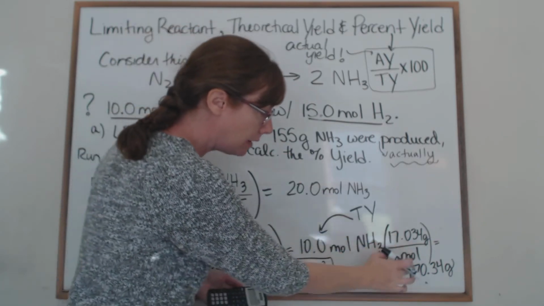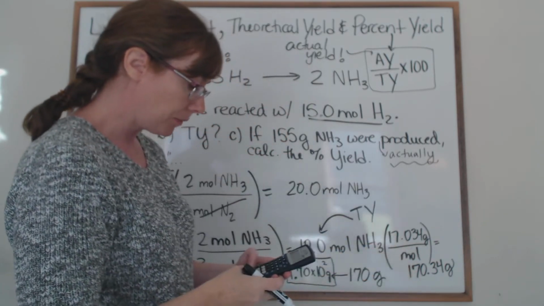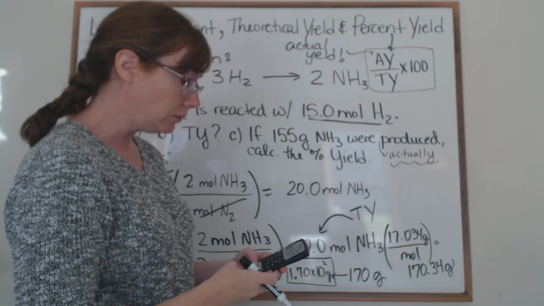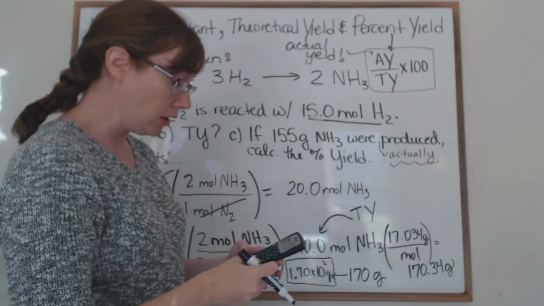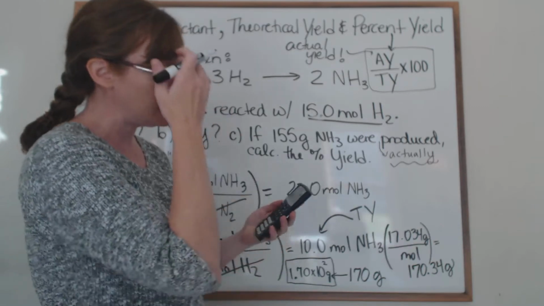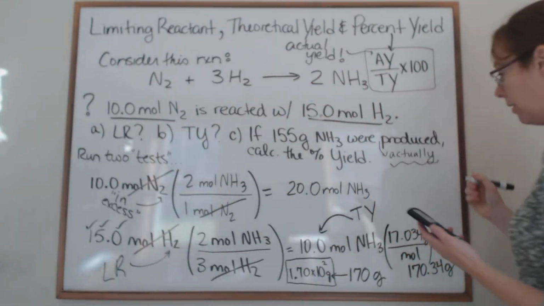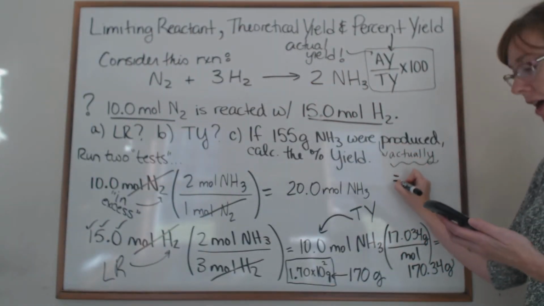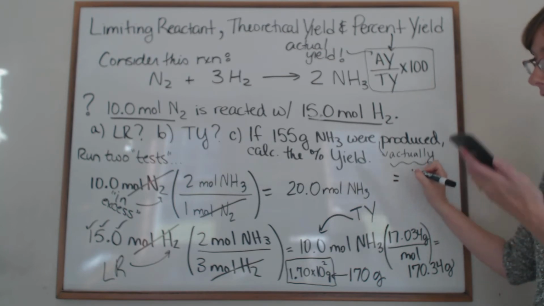So 155 actual yield divided by 170.34, and then make sure that you times it by 100. It should be a percentage. So for this answer, the percent yield, I'm getting 90.99.